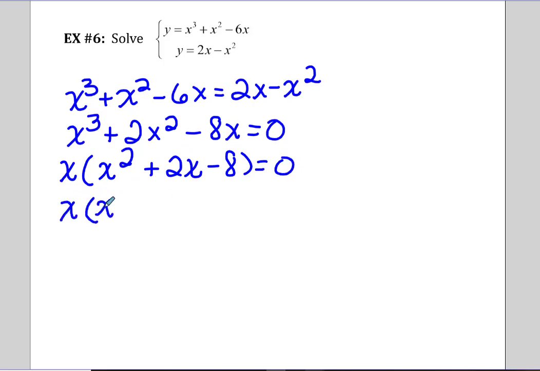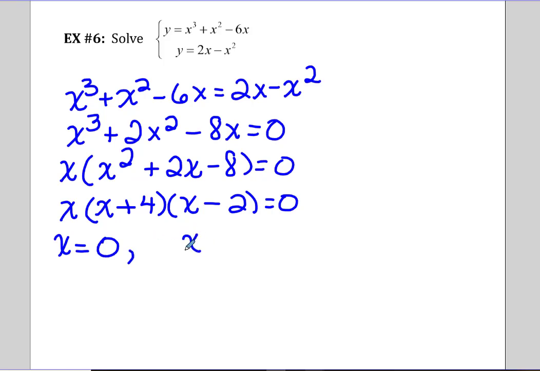And then 4 times 2 will give us 8. And if we had 4 positive and 2 negative, they would add up to be that middle term 2. So we have 3 places they're going to cross, at 0, at negative 4, and at 2. But we want to come back here to this equation and solve for y. So when x is 0, y is going to be 0 in this case here.